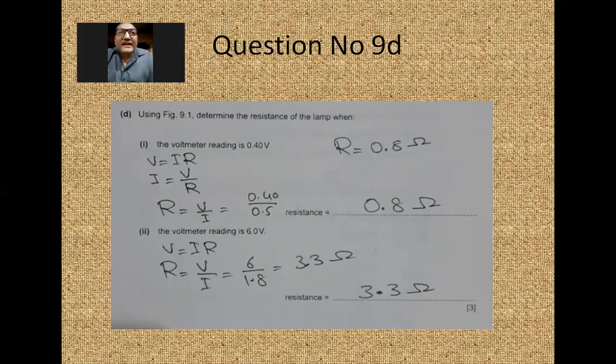Then in the second part, he says 6 volt, and from figure 9.1, I checked how much current will be flowing at 6 volt. That was 1.8 ampere from the figure. So R is equal to V by I, that will be 6 divided by 1.8, and that will be 3.3 ohm. So the resistance will be 3.3 ohm. It's a 3 mark numerical, and I hope that you have understood this numerical.